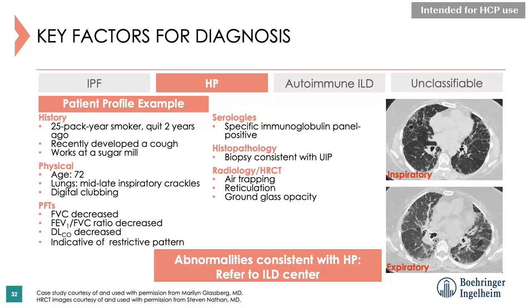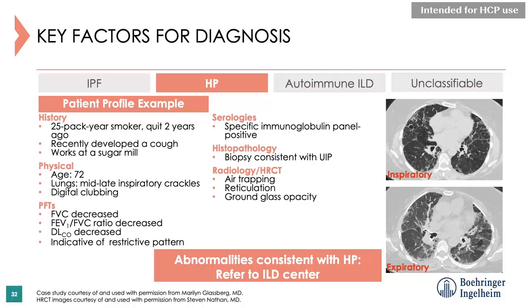So here's our patient example with hypersensitivity pneumonitis. This is a 72-year-old, again, with mid to late inspiratory crackles and digital clubbing. This patient is a smoker, so as I mentioned, this is not protective for HP. Recently just developed a cough, and notable history includes working at a sugar mill, which can predispose to mold and various other types of dust exposure.